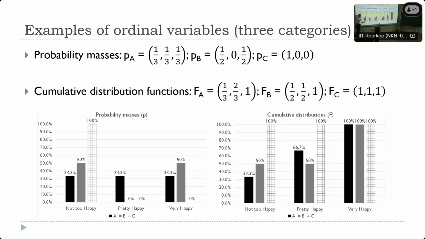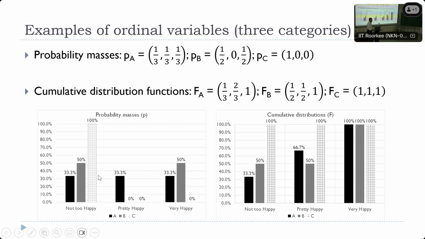Some of you may not be able to see, so please have a look at the screen. Let's see if I can use the cursor. If you are looking at society A, you have these three categories: not too happy, pretty happy, and very happy. 1/3 is not too happy, 1/3 pretty happy, and 1/3 very happy. For the second one, similarly, you have 50% mass here and 50% mass here, and no mass in the middle. And for the third one, you have 100% mass over here.